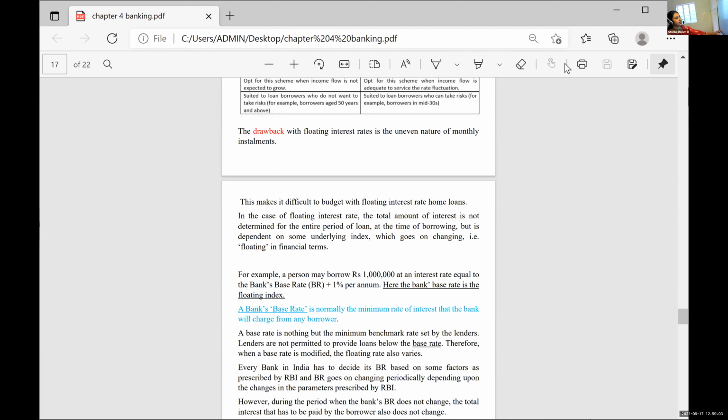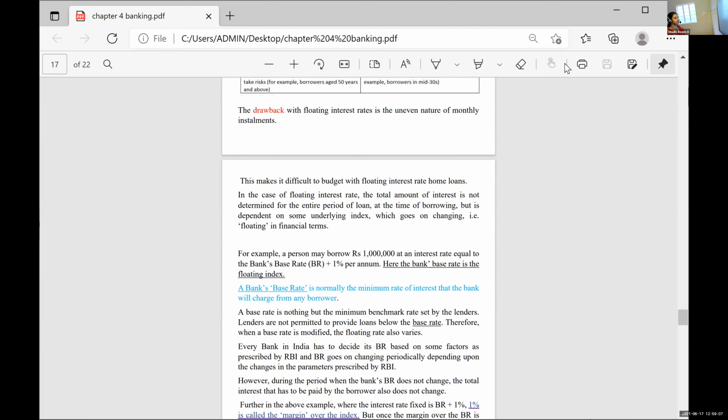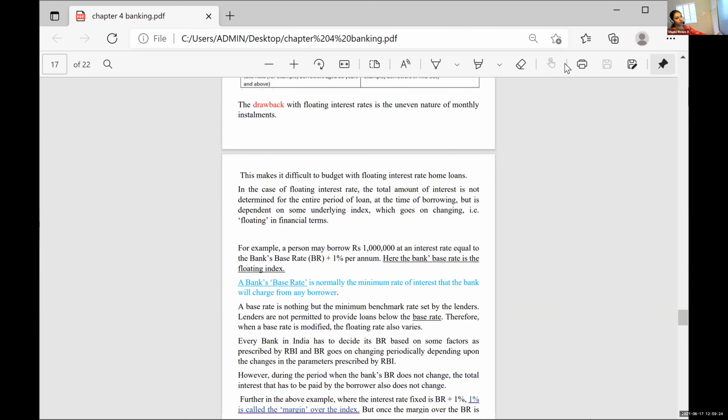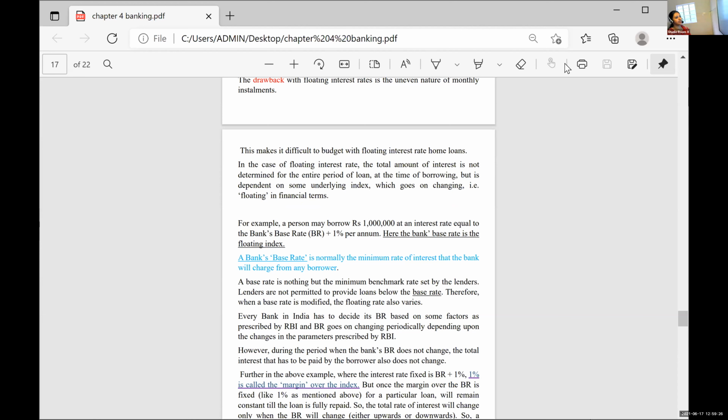Base rate is the minimum rate that the bank will charge from any borrower, and that is fixed based on the guidelines of RBI. So when RBI changes the interest rate, the base rate also changes. That is the reason why there is fluctuation in the interest rate.